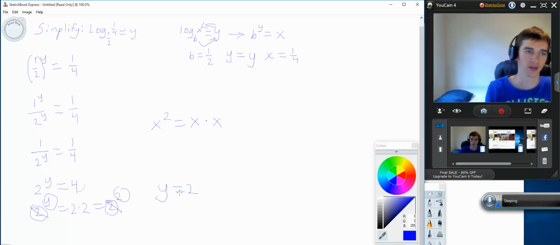And what did I tell you in the beginning? I said that whatever y is going to be the simplified form of this logarithm. And so this log simplified is 2. And that's as simple as you get.